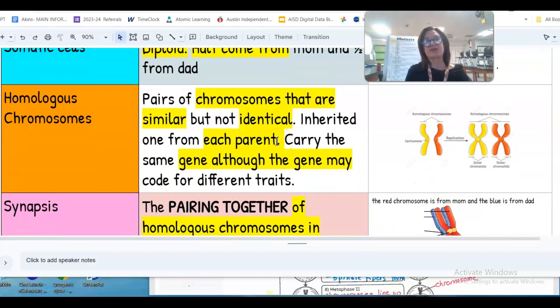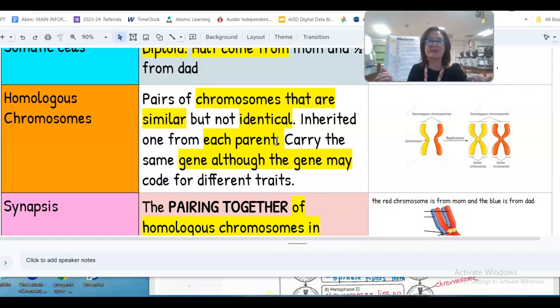Okay, next we have what's called homologous chromosomes, and I know that you should be familiar with this. I used this term before several times, and these are a pair of chromosomes that are similar but not identical. You inherit one from your mom and one from your dad. So these carry the same genes, although the genes may code for different traits.